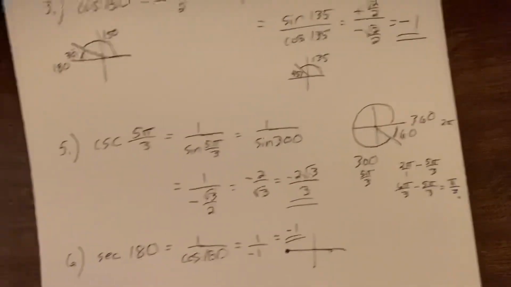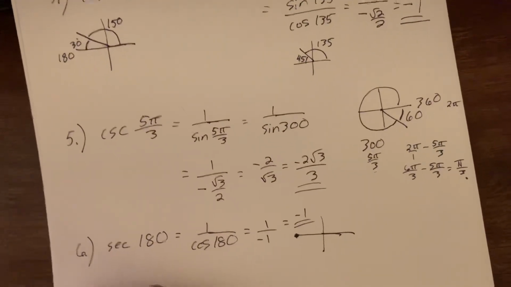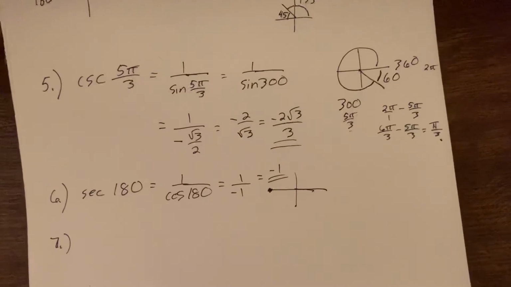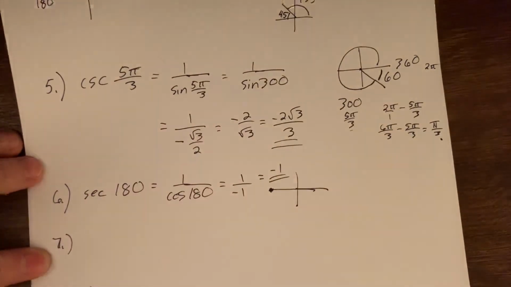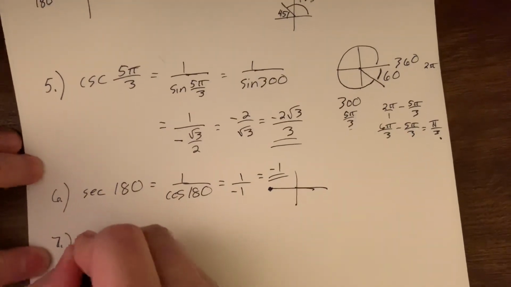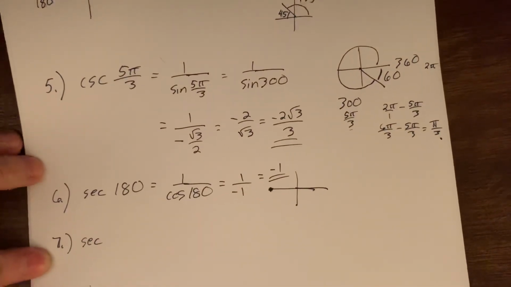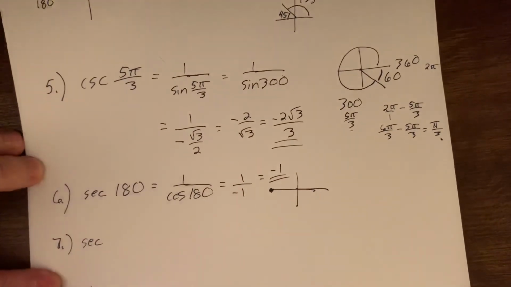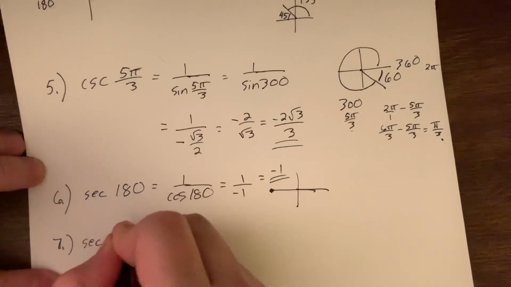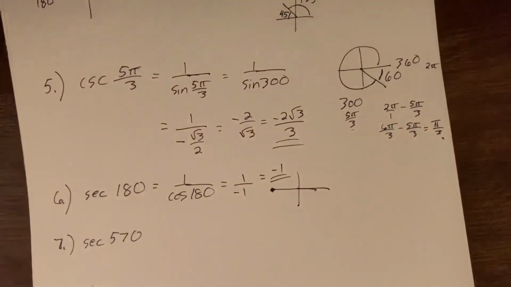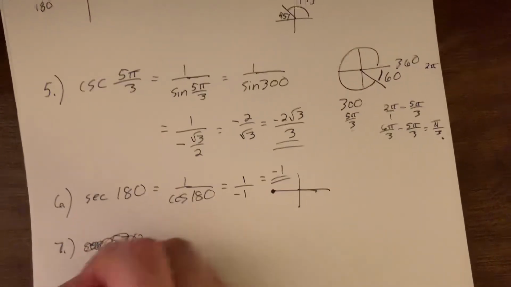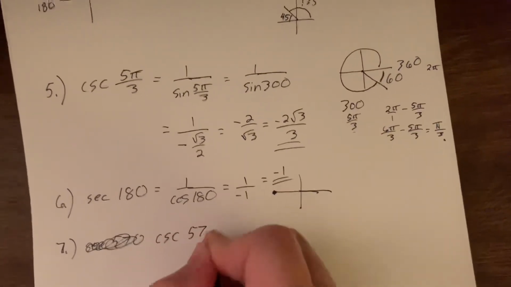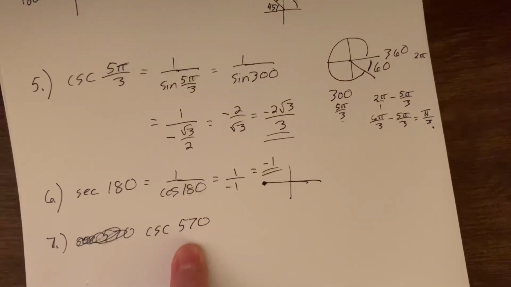So last one here, number 7, and then number 8, I'll just do a slight flip, getting us into the function notation. Problem number 7, let's consider secant of 570 degrees. Actually, no, I'm sorry. Let's do a cosecant. Sorry about that. Let's do cosecant of 570 degrees.